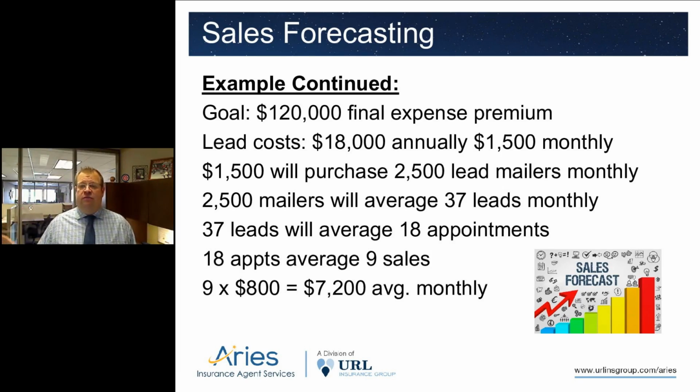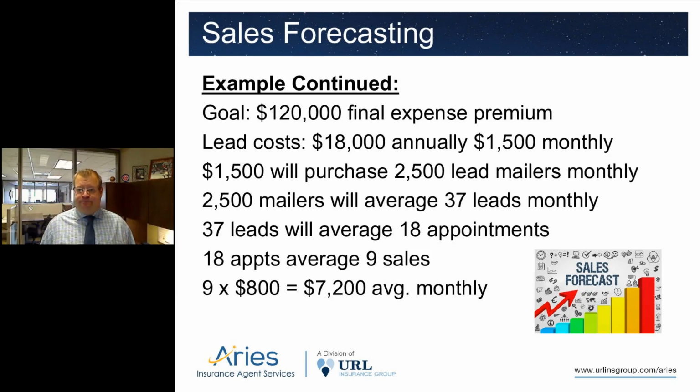Out of 2,500 lead mailers at a 1.5% national average response, I'm getting back about 37 leads per month. Out of those 37 leads, I'm probably going to be able to set about 18 appointments. Some people will respond, some people won't. Out of those 18 appointments, you'll probably close half of that. The more you do this, the better these numbers are going to get, because you have better opportunities. You make a mess, you're going to be able to clean it up. So out of 18 appointments, you get 9 sales. At 9 applications with an average of $800, you're looking at about $7,200 a month.